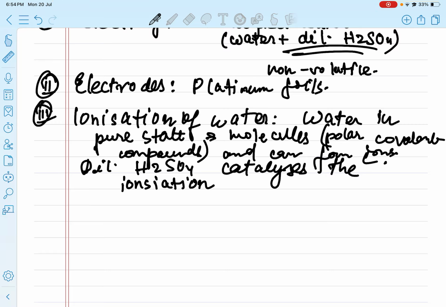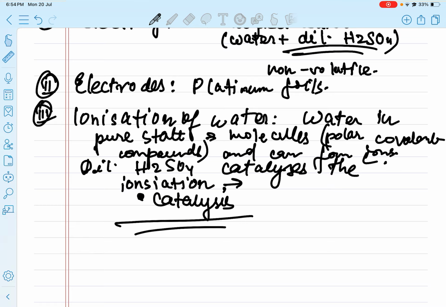It catalyzes the ionization of water, and hence electrolysis of acidified water is considered an example of catalysis. Why? Because dilute sulfuric acid is added so that water is ionized into ions, so that water can conduct electricity easily.